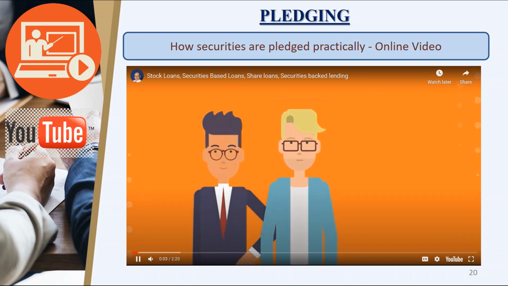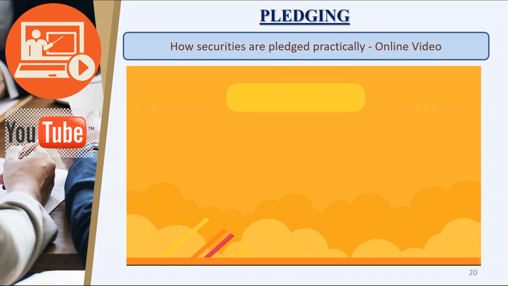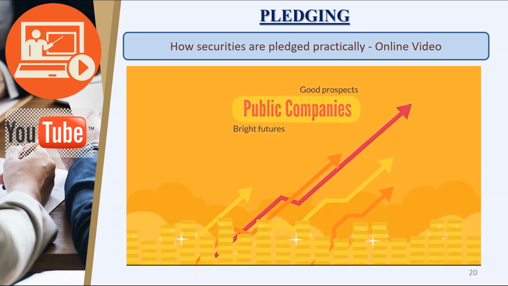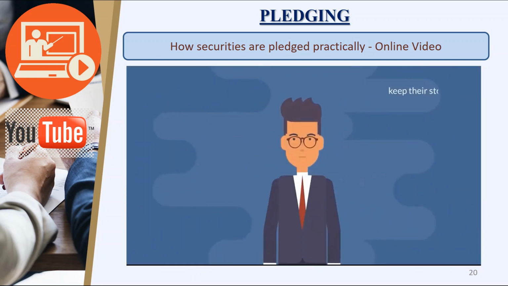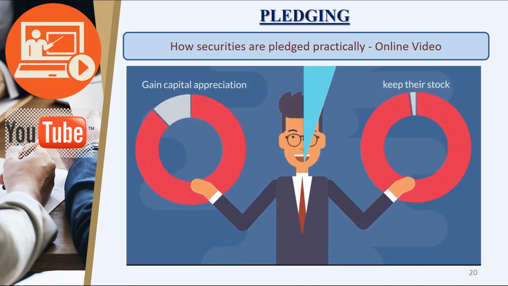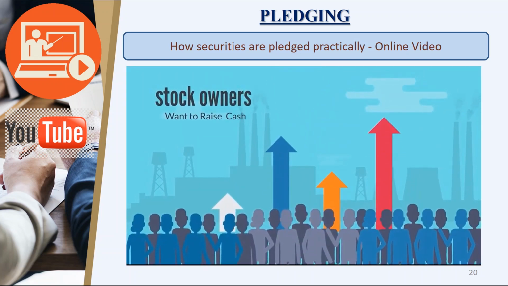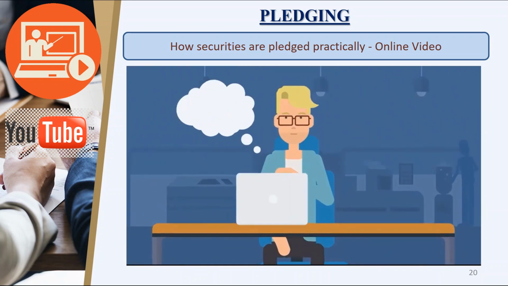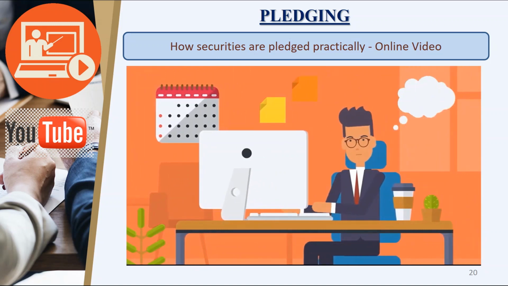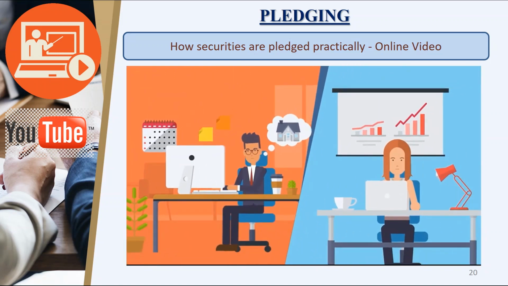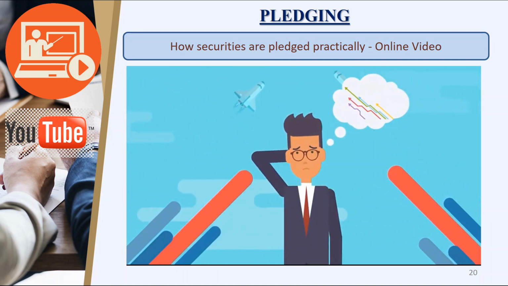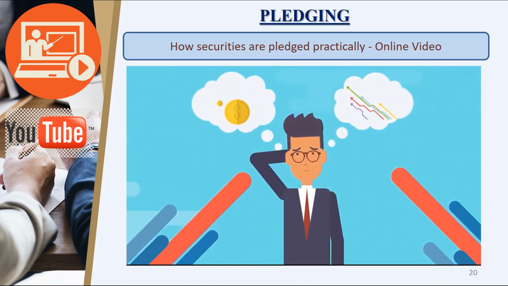Meet Benjamin, David, and Elizabeth. They all own stock in public companies with bright futures and good prospects for capital appreciation. They want to keep their stock, gain capital appreciation, and benefit from dividends. These stock owners also want to raise cash. Benjamin has his eye on another stock that he believes is a good investment. David is looking to buy real estate, and Elizabeth is starting a new business. They all have valuable public company stock that they don't want to sell, but they have immediate cash needs.